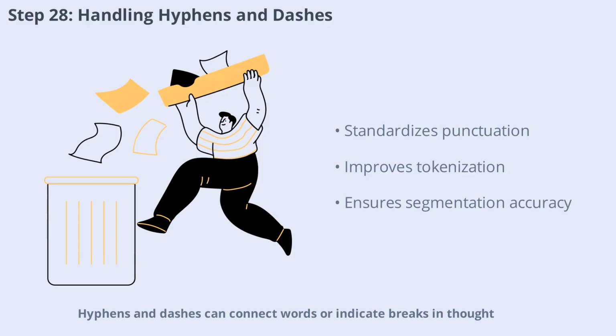Hyphens and dashes can connect words or indicate breaks in thought. Standardizing or removing these elements helps ensure that words are tokenized correctly and that our analysis isn't affected by inconsistent punctuation. This step is important for accurate word segmentation.